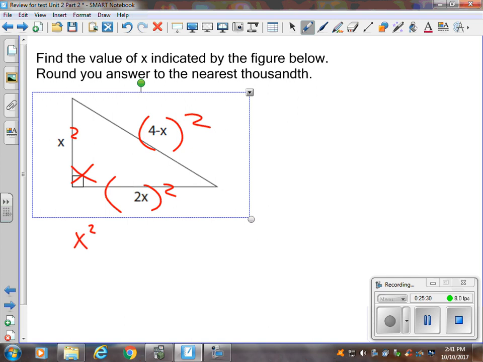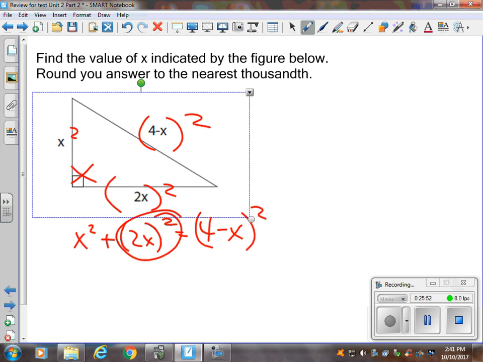So I have x squared plus 2x quantity squared equals 4 minus x quantity squared. Now I might square that out just because it might make it easier to type 4x squared. And then again, I might not, because what if I did that wrong? I noticed some people forget to square both of them, and that would give you the wrong answer. So you may not want to leave anything to chance.